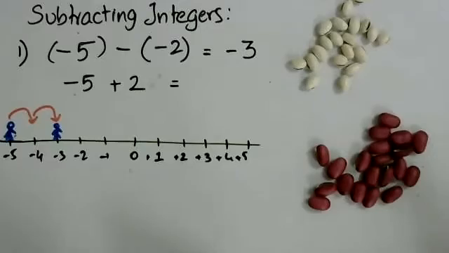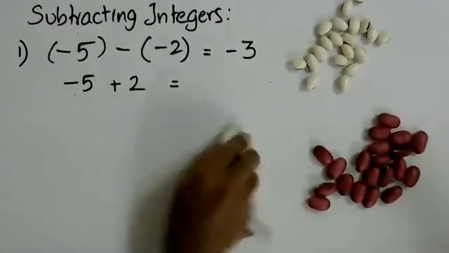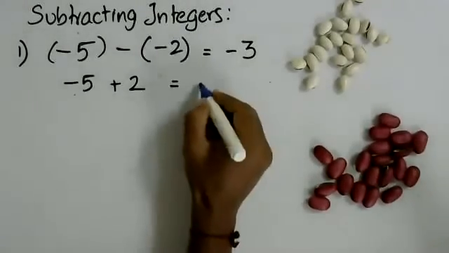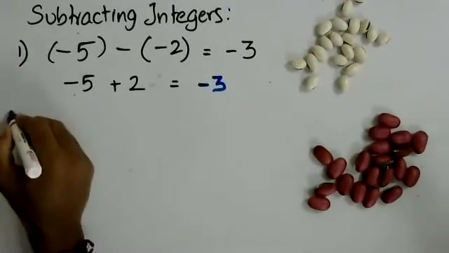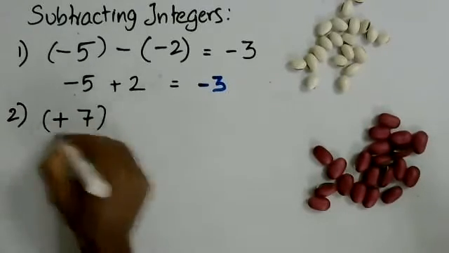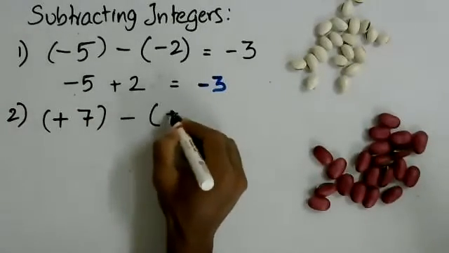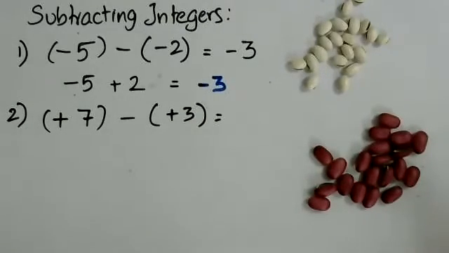Okay, so now moving on, this is easy enough. In a way, you get the answer as -3. And of course the same thing applies for positive numbers also. So when you have, let's say, +7 and you want to subtract +3 from it. Okay, this is again very simple.